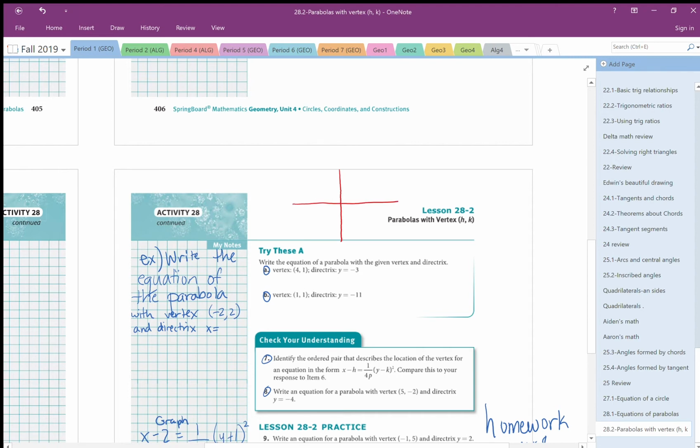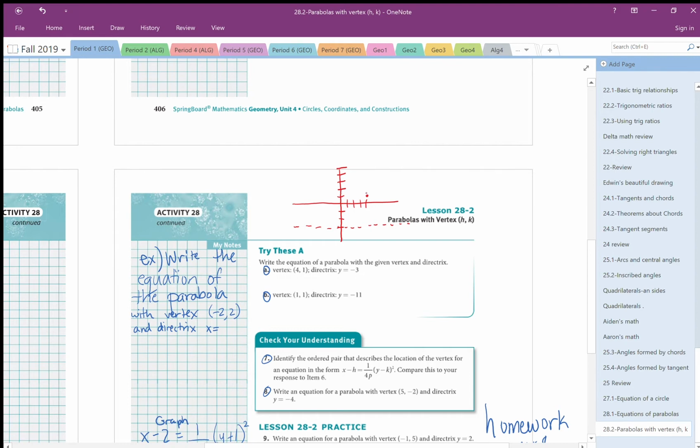Vertex is at 4, 1, so I'll go 4 to the right and up 1, and there's my vertex. Directrix is y equals -3. Okay, so here's my directrix, and I always do it as a dotted line. And remember, the distance between the vertex and the directrix is the same distance between the vertex and the focus, but in the other direction. So you always need to know where the focus is to have the correct p-value.